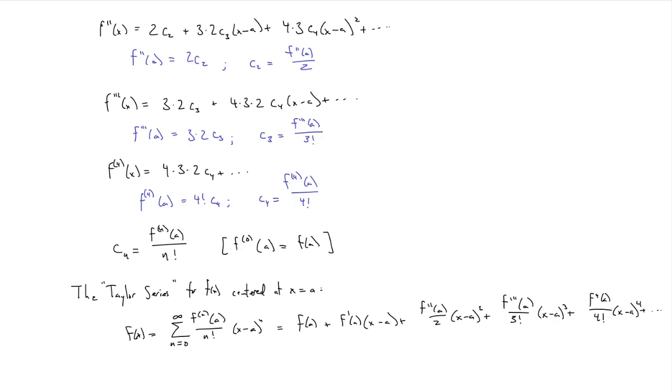factorial, times x minus a, plus the second derivative evaluated at a over 2 factorial, times x minus a squared, plus f triple prime of a over 3 factorial times x minus a cubed, and on like that forever. And just a quick note before we move on, the Maclaurin series that we came up with in our last video is exactly the Taylor series with a equal to 0.